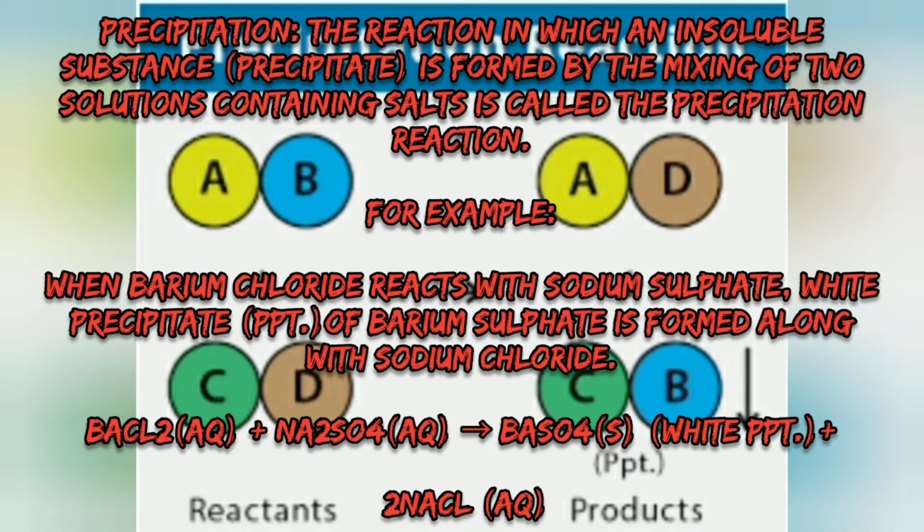Precipitation. The reaction in which an insoluble substance, a precipitate, is formed by the mixing of two solutions containing salts is called a precipitation reaction. For example, when barium chloride reacts with sodium sulfate, a white precipitate, PPT, of barium sulfate is formed along with sodium chloride.